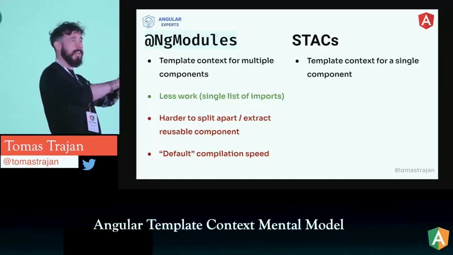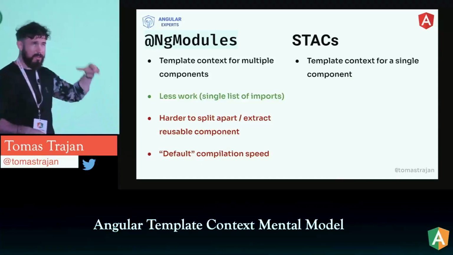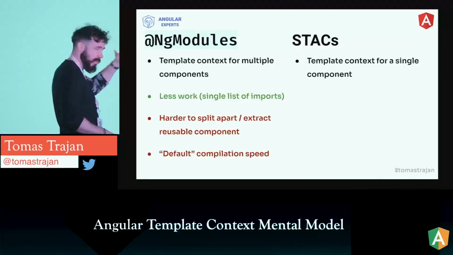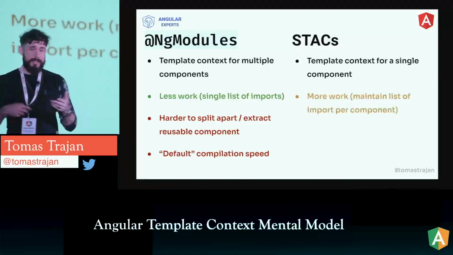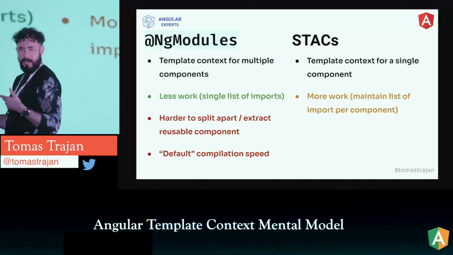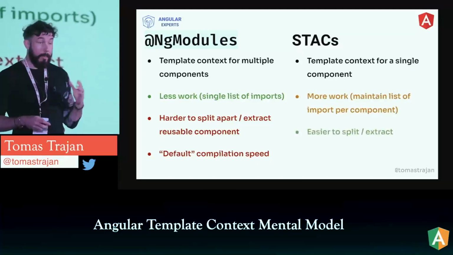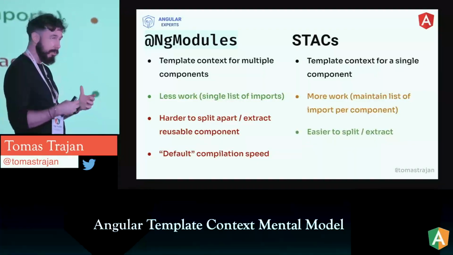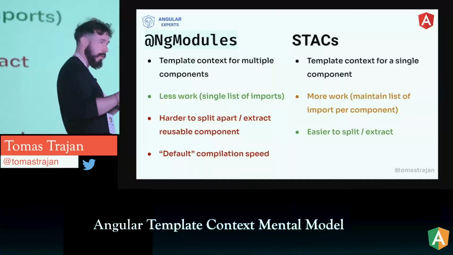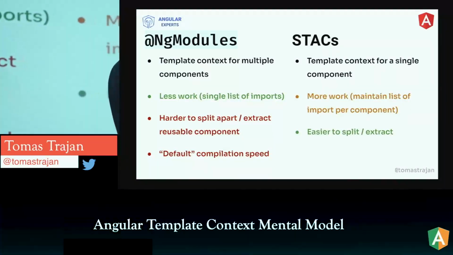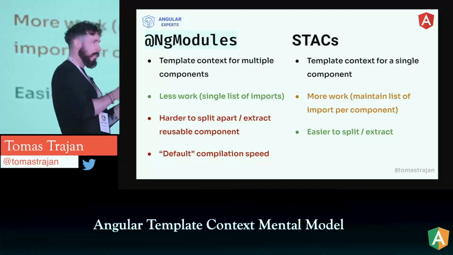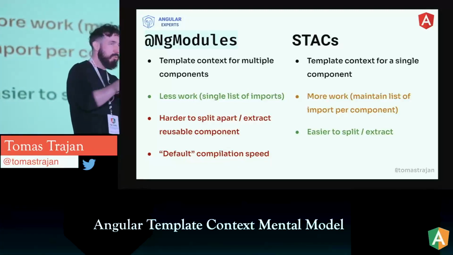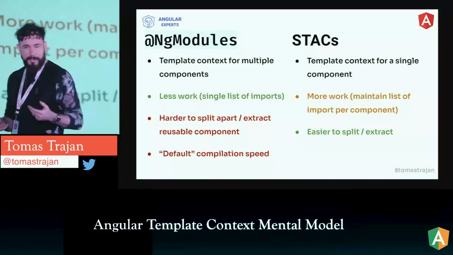So again, if we had that lazy loaded dashboard feature with 12 components, instead of one list, we would have to manage 12 lists of those imports. So you can say it's more work to maintain that per component. But on the other hand, what we are gaining is a much easier ability to turn one of those components into a reusable shared component or even extract it into a library, because it already knows everything it uses, so we can just basically take it and move it somewhere else. So that's kind of the trade-off.